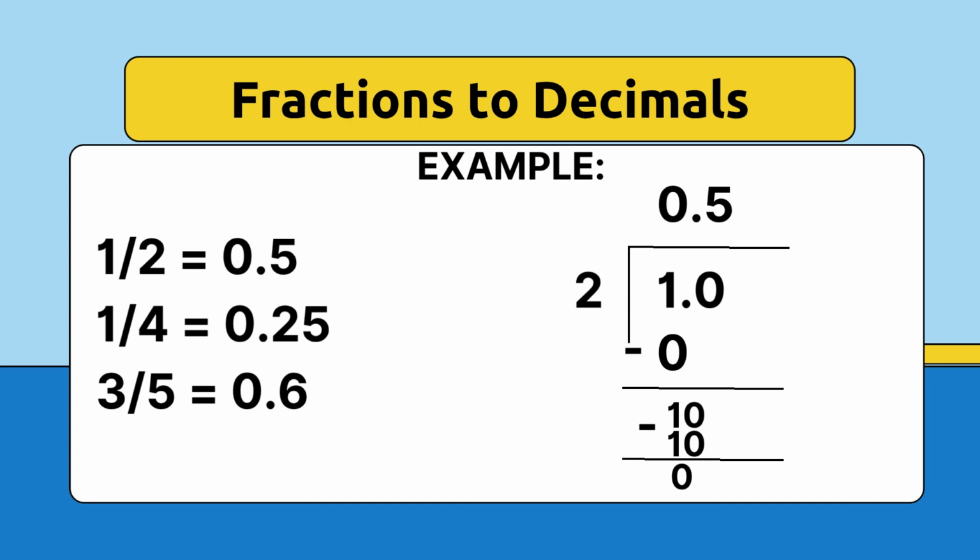Write the result. We write the number 5 in the answer space after the decimal point. Finish the calculation. 2 times 5 is exactly 10. When we subtract 10 from 10, we get a remainder of 0, so the division is complete.